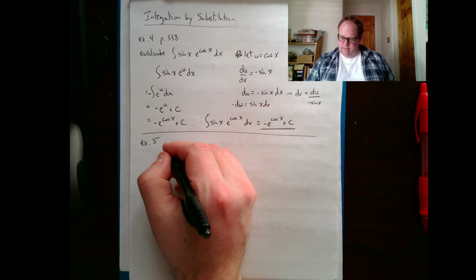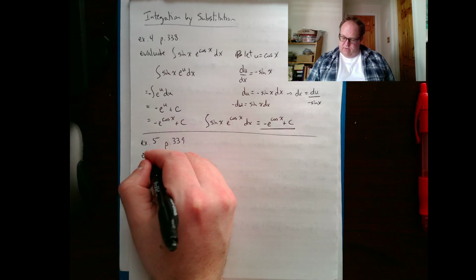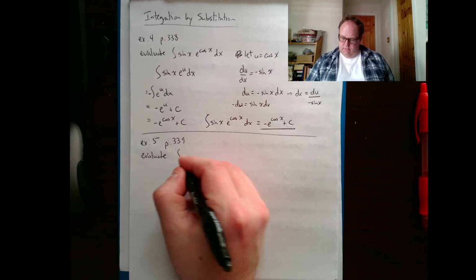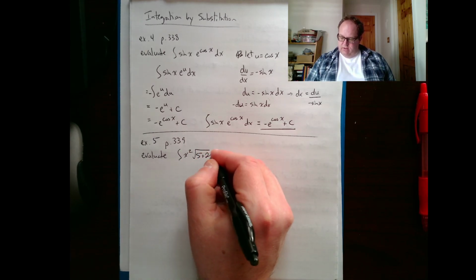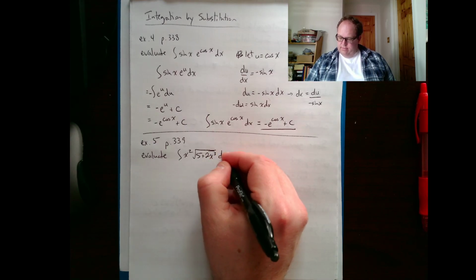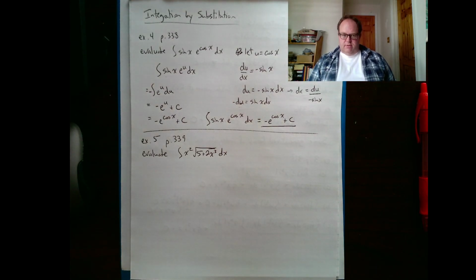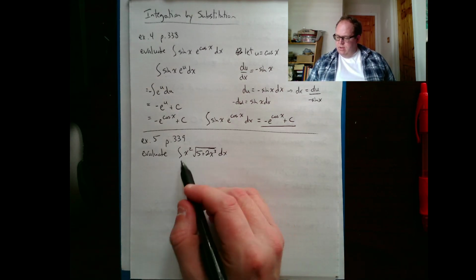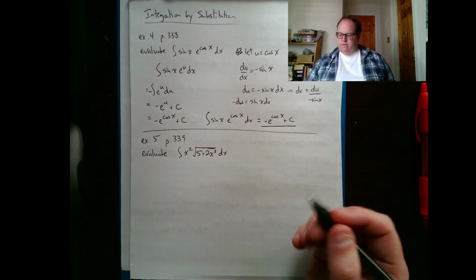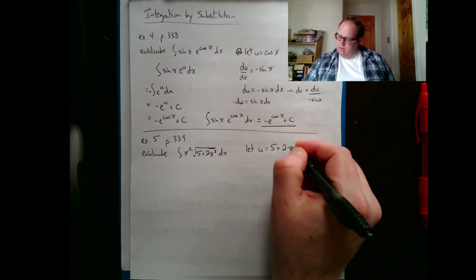Example 5 on page 339 asks us once again to evaluate the integral of x squared times the square root of 5 plus 2x cubed dx. So again, you look for that pair of things, one of which could be the derivative of the other, or at least close to the derivative of the other. I might notice that my variable in here is an x cubed, but outside I've got an x squared, which would be the derivative of that. So I'm going to try to let u equal 5 plus 2x cubed.